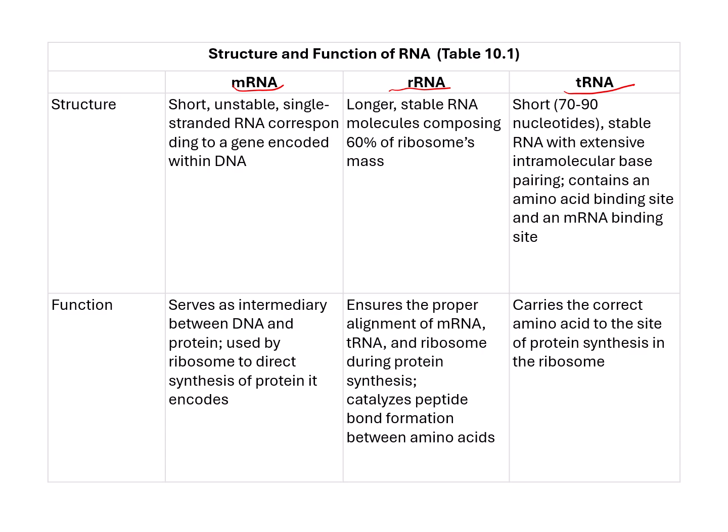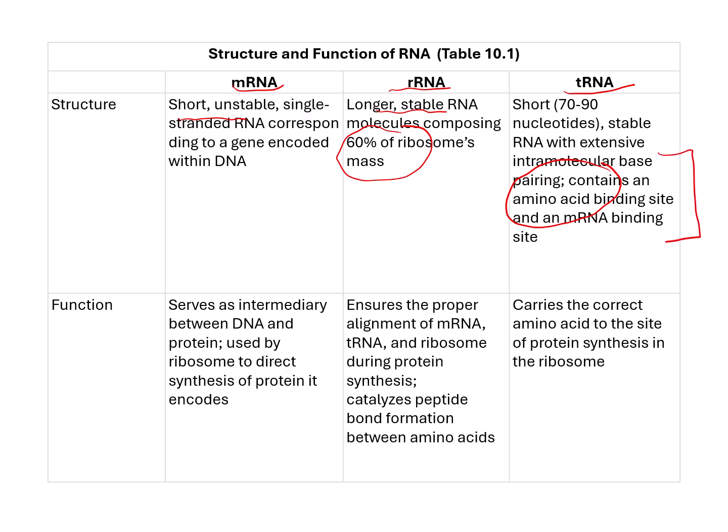For the structure, we saw that messenger RNA was short and unstable because of that extra hydroxyl group at carbon number 2 in the ribose sugar. Ribosomal RNA is longer and more stable, composed of 60% of the ribosome's mass. And for transfer RNA, we saw that its job was to bring amino acids to the growing polypeptide chain, which we're going to talk more about in chapter 11.